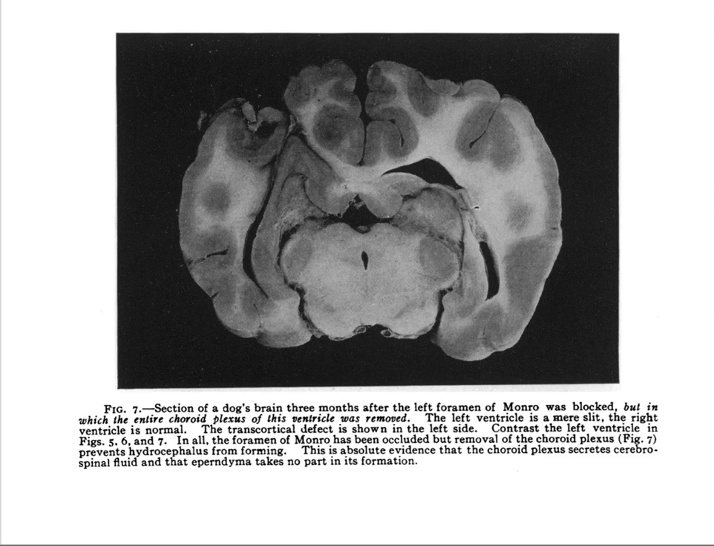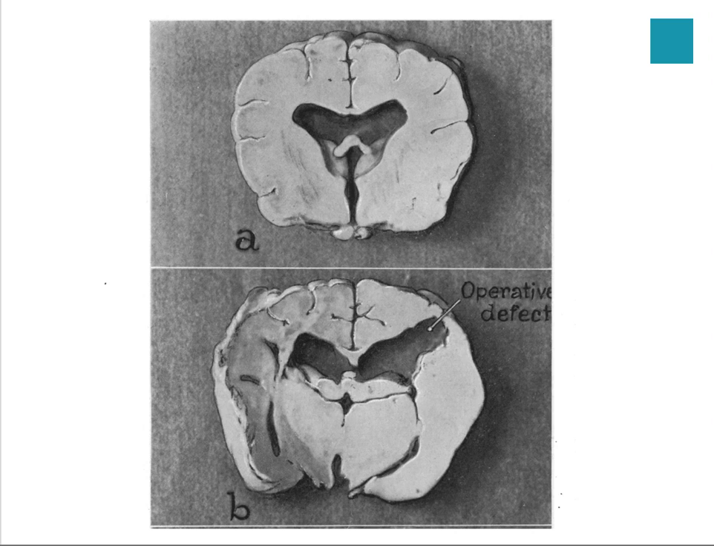Another gross specimen, in this one, the foramen was blocked on this side and the choroid plexus was removed, and he did not see ventriculomegaly, again concluding that the choroid plexus has to be the site of secretion. Here is an illustration of how the ventricles looked in a gross specimen after near complete choroid plexus removal and then blockage of the aqueduct.